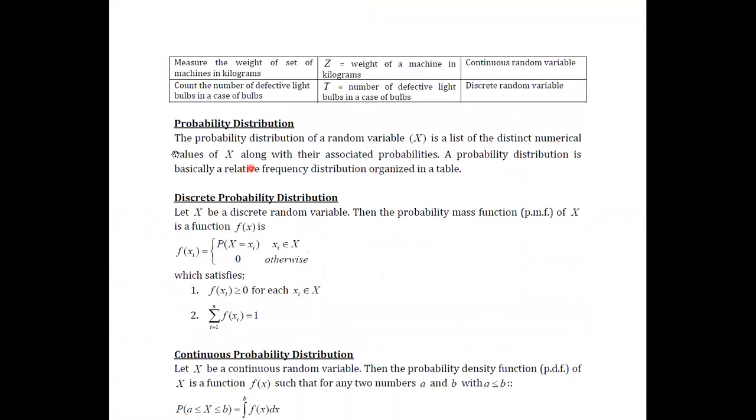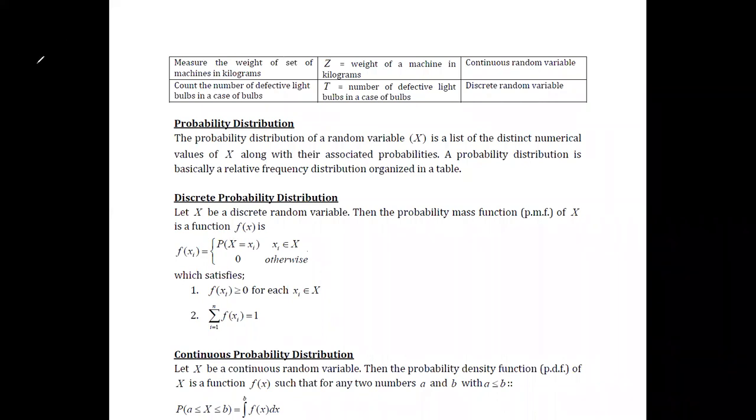Therefore, we can simply say such a variable is a discrete random variable. And if you move to the next two examples, measure the weight of a set of machines in kilograms. Here you are going to measure the weight of a machine. Then the weight of a machine in kilograms can be considered as a random variable, and here it is denoted as the uppercase English letter Z.